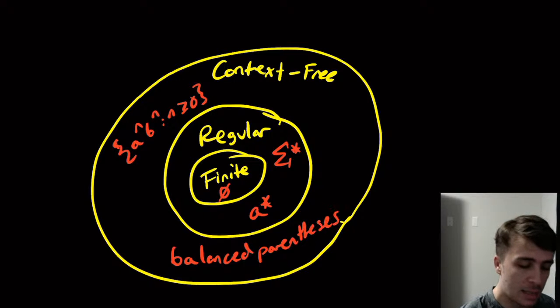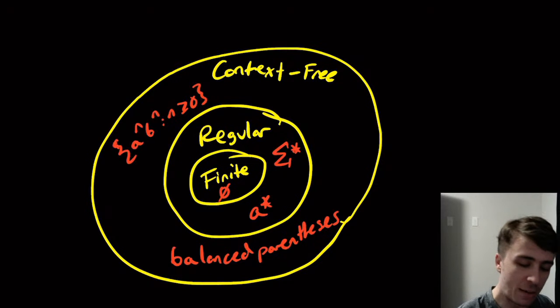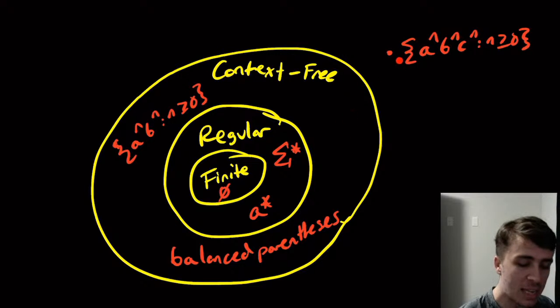Okay, and now we just stepped out to the big, wide, wonderful world, and we found some examples of languages that aren't context-free. Like a to the n, b to the n, c to the n, where n is at least 0. And an example of one related to that that is context-free is the complement of it. So a to the n, b to the n, c to the n, where n is at least 0, and then the whole thing complemented.